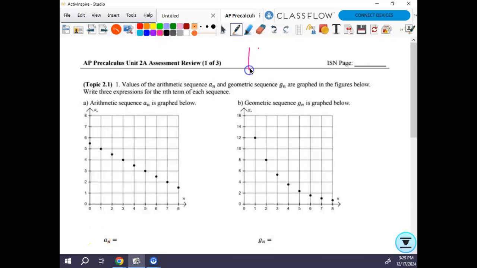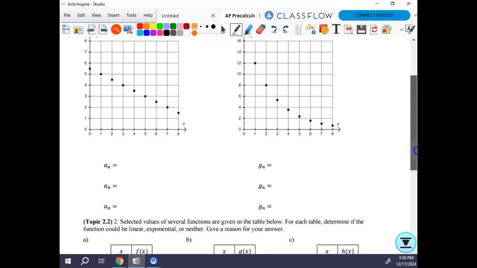Okay, here's the key to review. The first one: the values of arithmetic sequence a sub n and geometric sequence g sub n are graphed in the figures below. Write 3 expressions for the nth term of each sequence.